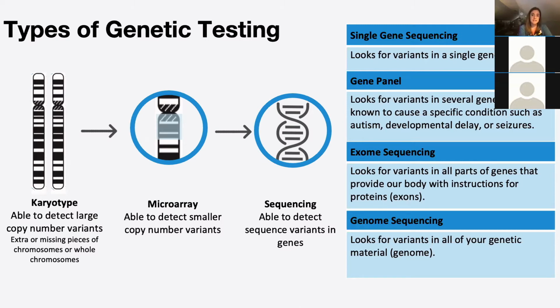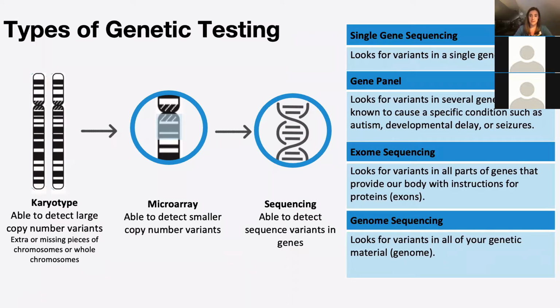The first type of testing I want to mention is karyotype. We're going to move across this slide from left to right. A karyotype is a test that we used quite frequently in the past, and it looks at the chromosomes for large copy number variants, large missing or extra pieces. With a karyotype, we're actually looking at our chromosomes under a microscope, so we're really looking for big, large changes.